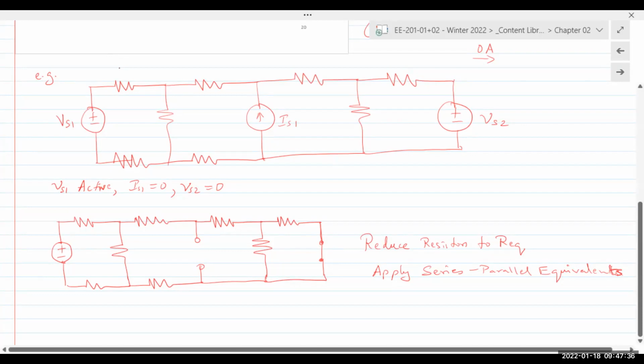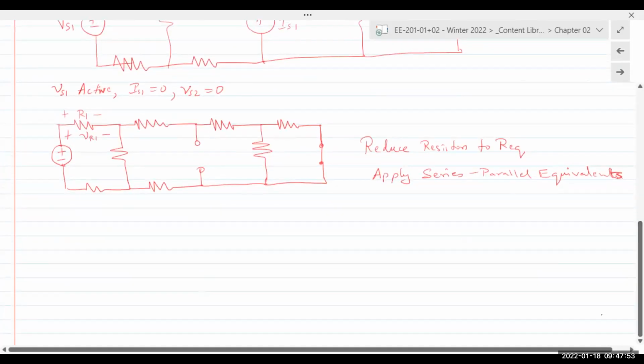So let's say if this is R1 and I wanted to find VR1, I would perform my analysis for the entire circuit and I would find VR1. Okay, but this will be VR1 only due to VS1. I would have to analyze the circuit a second time, and I would say this time only IS1 is active. So if IS1 is active, VS1 is reduced to 0, meaning it is a short circuit.